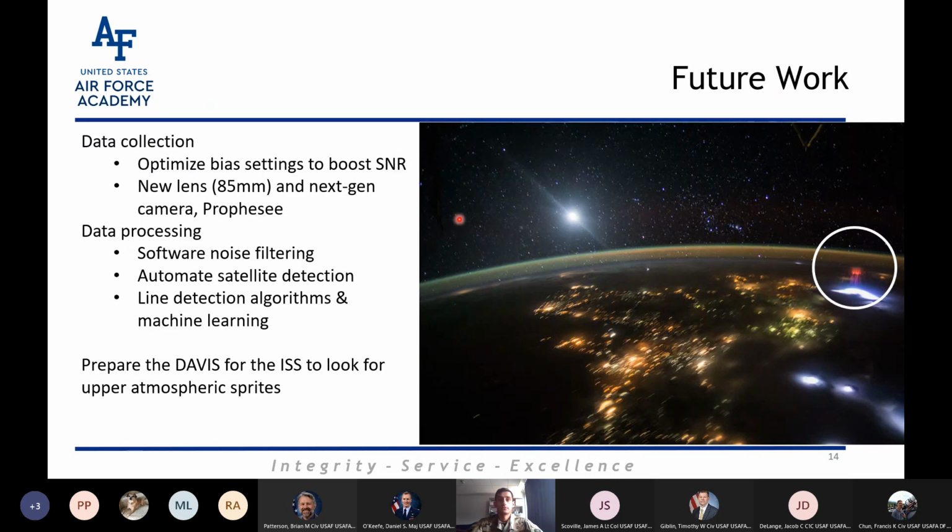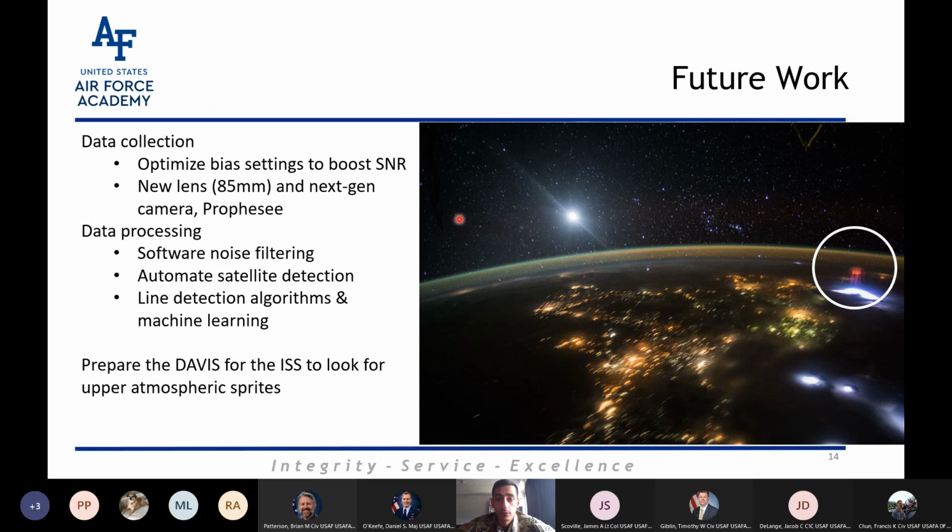So future work, things we'd like to do is optimize bias settings to boost the signal to noise ratio, particularly in the positive events. Use a new lens, 85 millimeters, zoom in a little more and get a better area, as well as the next generation camera, which is the Prophecy. Something else we'd like to do is incorporate better data processing algorithms, which is software noise filtering, automated satellite detections with line detection algorithms, and then possibly bring in machine learning to detect these things.